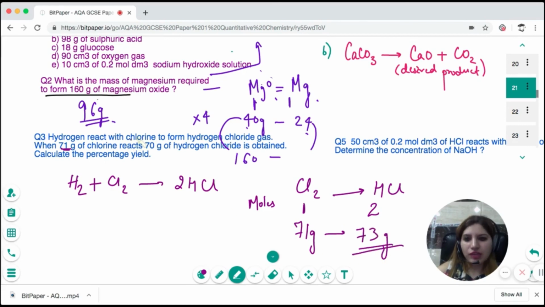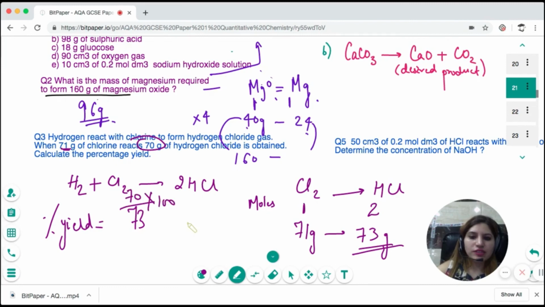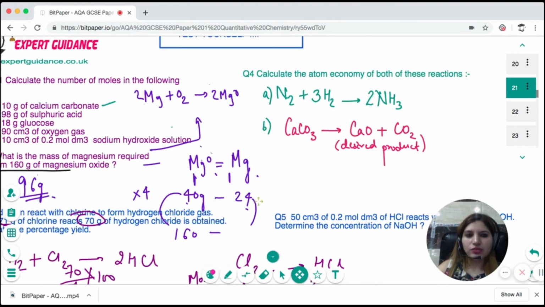But how much hydrogen chloride are we getting? 70 grams. So percentage yield is how much we expected. We expected 73. But how much did we get? We got just 70. So 70 over 73 times by 100 will give us the answer as 95.8%. That is the percentage yield. Okay, so I hope the percentage yield is now clear to you. Now let's move on to the next question.